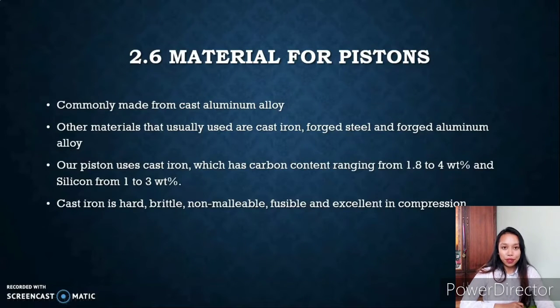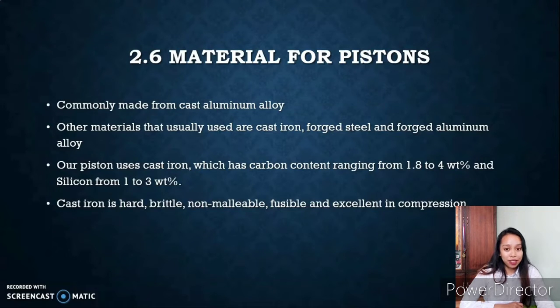2.6 Material for piston. Pistons are commonly made out of cast aluminum alloy. Other materials used for engine pistons are cast iron, forged steel, and forged aluminum alloy. For our piston, we use cast iron, which has carbon content ranging from 1.8 to 4 weight%, and silicon from 1 to 3 weight%.